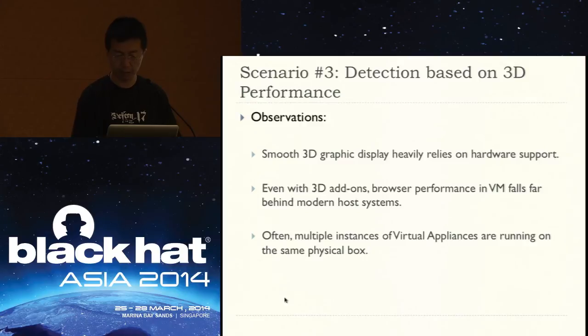Third, for equipment that uses virtual appliances to detect malicious activities, they often run multiple instances of virtual appliance, so they rarely seek hardware support to accelerate the graphic display performance. So those are the observations.